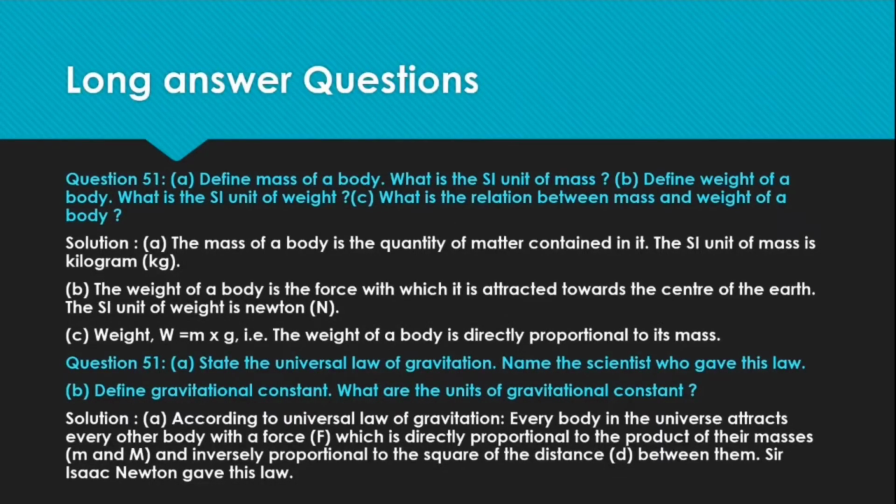Now the next question is: state the universal law of gravitation. Name the scientist who gave this law. Define gravitational constant. What are the units of gravitational constant? So the answer for this question is, according to universal law of gravitation, every body in this universe attracts every other body with a force F which is directly proportional to the product of their masses m and inversely proportional to the square of the distance.